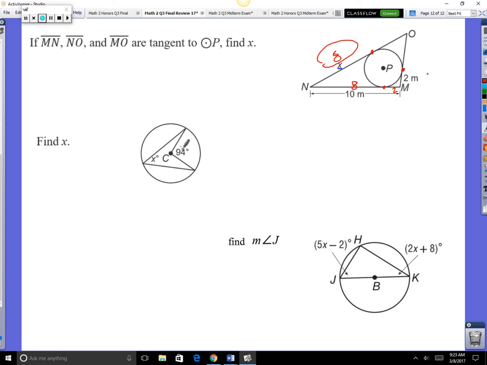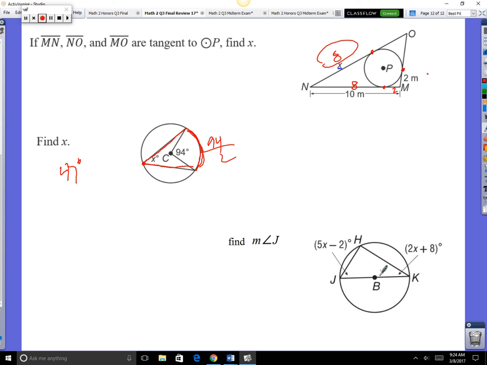Then if this is 94, this arc is also 94. But if I pull from the circle and I make that same arc, I need to do 94 divided by 2, so half of 94. So x is 47 degrees.